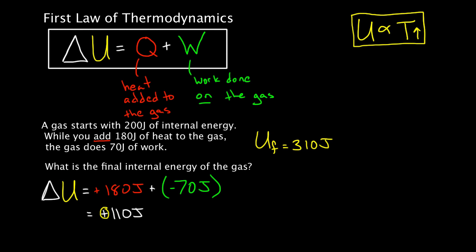Or if you want to be more careful about it, you can write this out. Delta U, we can call U final minus U initial. That's what delta U stands for. U final is what we want to find, minus U initial, which is 200. So positive 200 joules was what the gas started with, equals the change, and that's what we found, 110 joules. Now you solve this for U final, you would add 200 to both sides, and again, you would get 310 joules as the final internal energy of the gas.